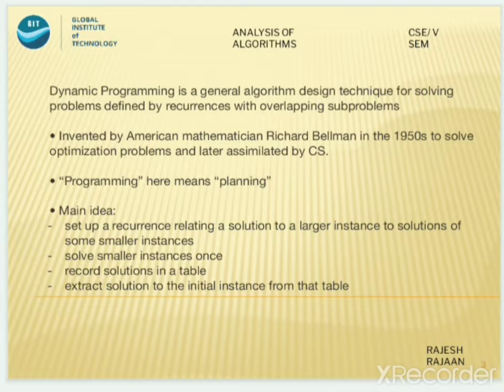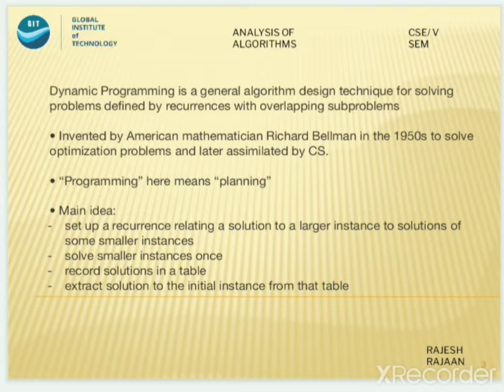So dynamic programming is a general algorithm design technique for solving problems defined by recurrences with overlapping subproblems. It was invented by American mathematician Richard Bellman in the 1950s to solve optimization problems and later assimilated by computer science.